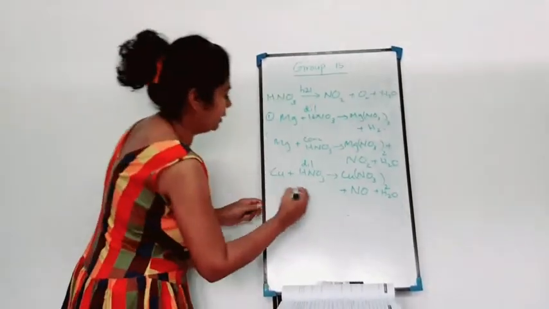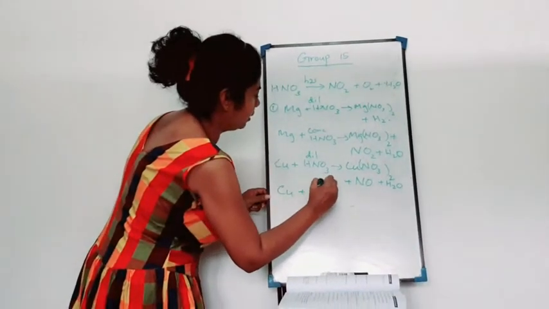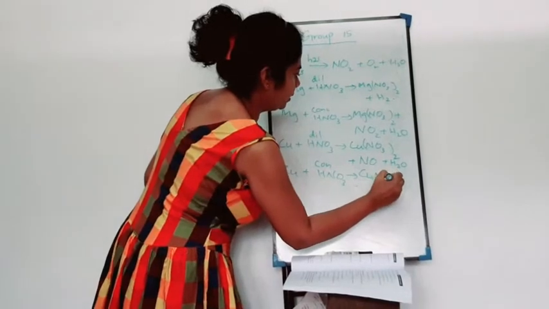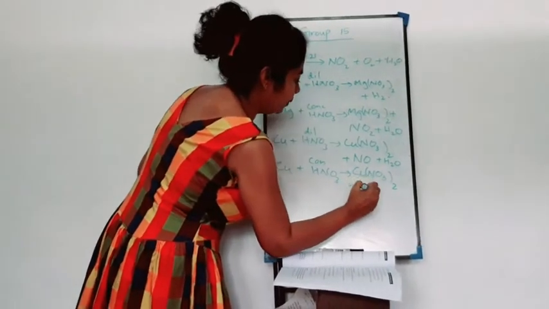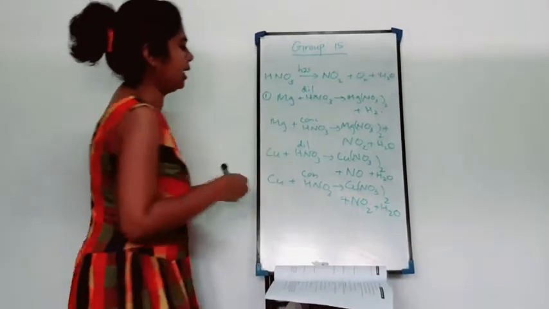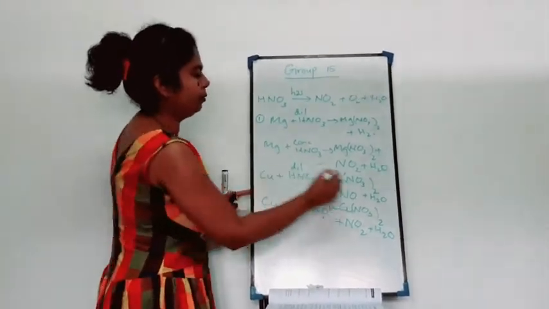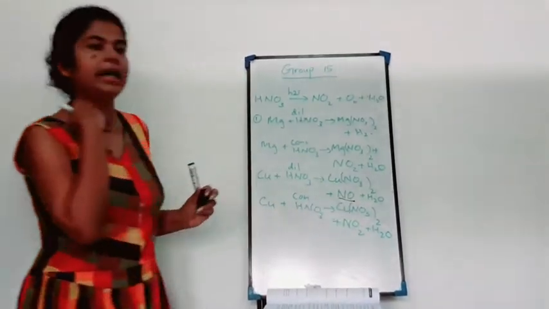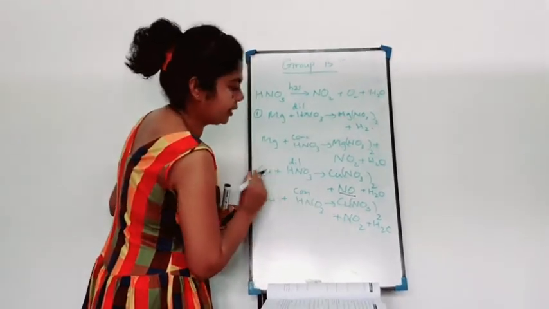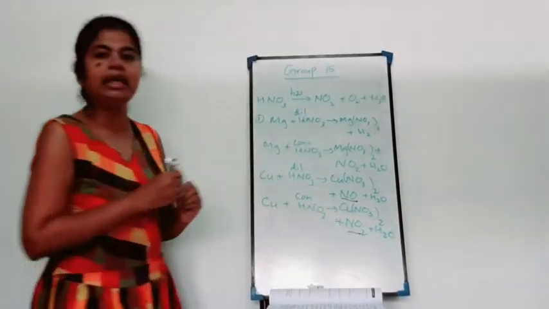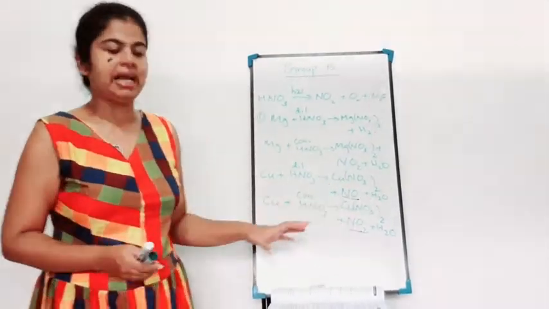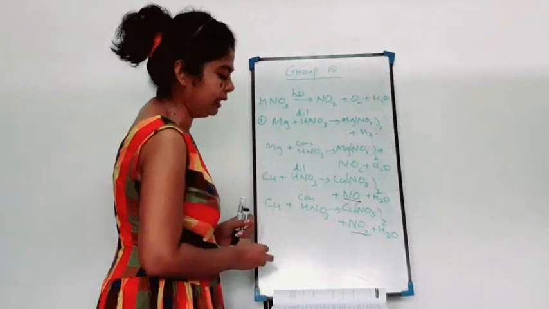Okay, right. Then copper with conc HNO3. Conc HNO3, copper nitrate plus NO2 plus water. So, what is the difference? Right? With the dilute HNO3 and copper, nitric oxide. Copper and conc HNO3, nitrogen dioxide. That is the only difference. But other products are the same. Okay? You should write the balanced equation accordingly.